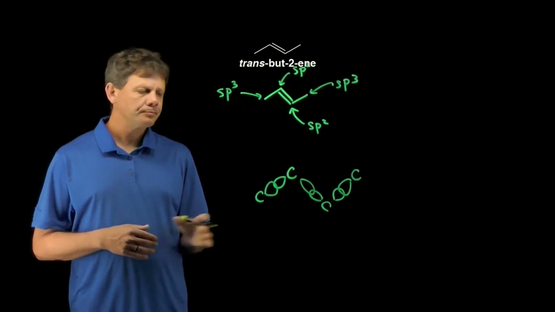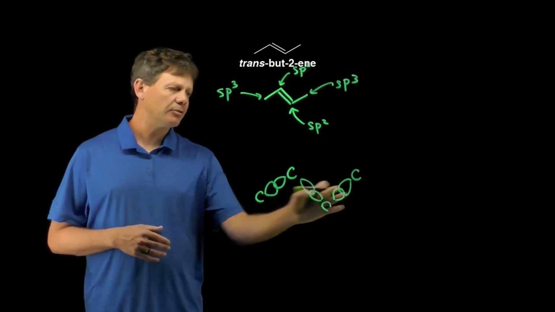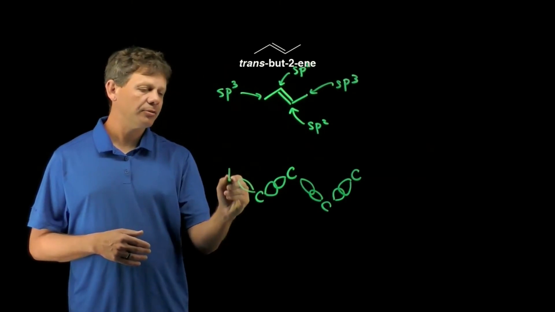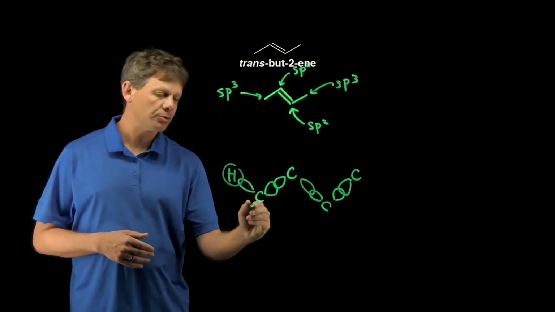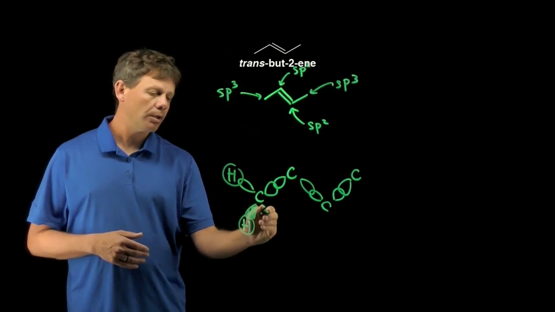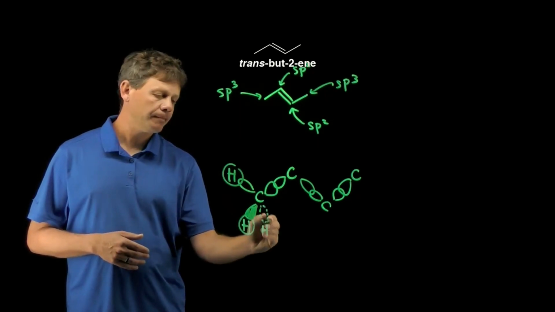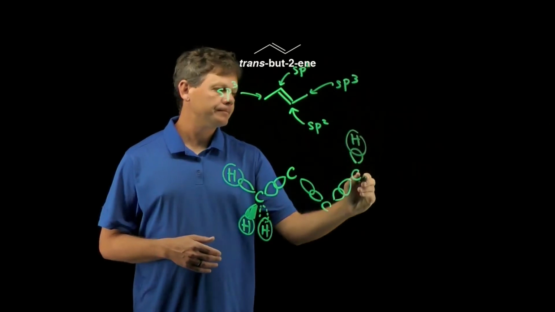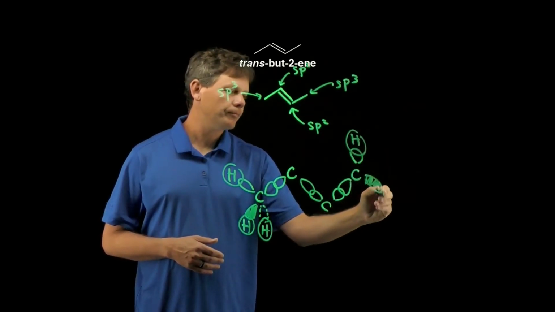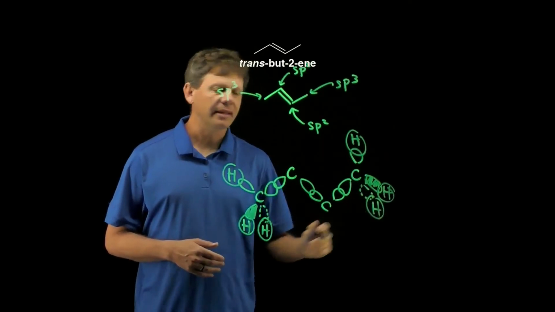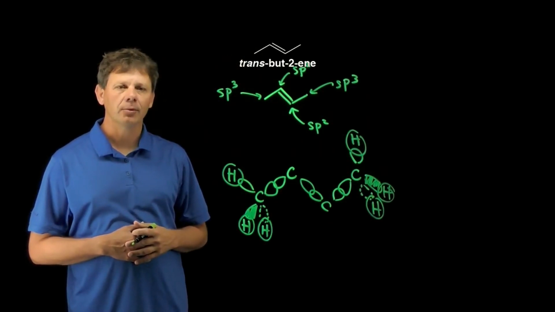sigma bonds. We can go ahead and add in, let's work with the terminal methyl groups first. Let's draw in the hydrogens, making sure to show the tetrahedral shape. So we'll have 1 orbital coming out of the plane, 1 going back into the plane, and we'll do the same thing on the other side. 1 coming forward and 1 going back. So we want to make sure that that tetrahedral shape is shown.